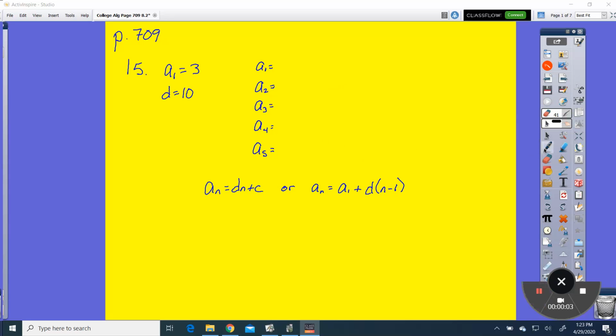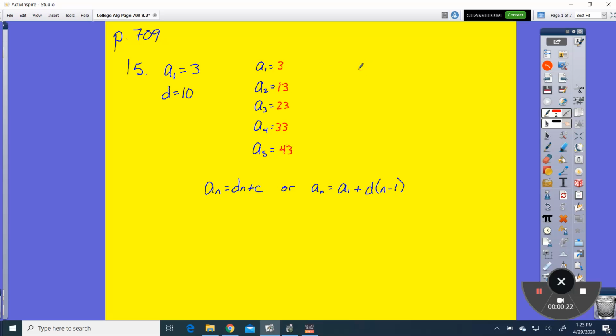Okay, so you're supposed to find the first 5 terms. So A1 is 3. The next one, there's a common difference of 10. So 10 more than 3 would be 13. 10 more than 13 would be 23. 10 more than 23 would be 33. 10 more than 33 would be 43.